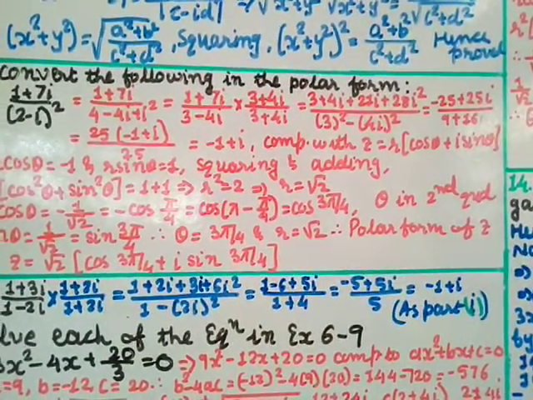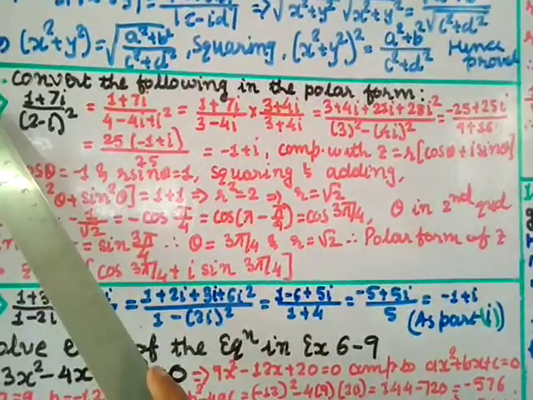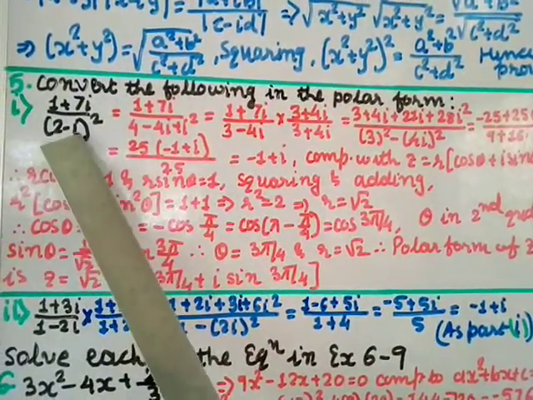Question number 5. Convert the following in the polar form. Question number 1: (1 plus 7i) divided by (2 minus i) whole square.